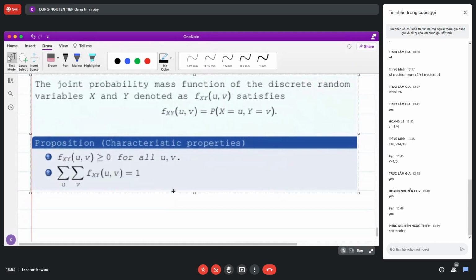This is what you get. The probability mass function of x and y satisfies this equation: f equals the probability that x equals u and y equals v. And then the function f is greater than or equal to 0 for all (u, v), and the sum of the function f of (u, v) for all u and v should be equal to 1. Okay, let's consider the following example.